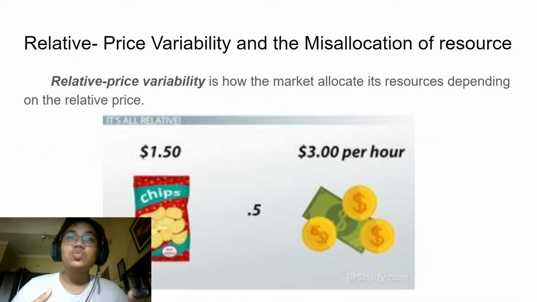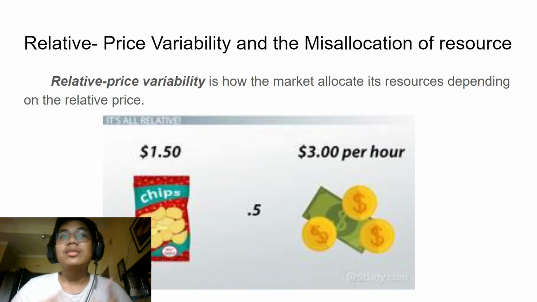And 3.2.D, relative price variability and misallocation of resources. Relative price variability is how the market allocates resources depending on the relative price. And if you want to know what relative price is, you can see it in the picture below.